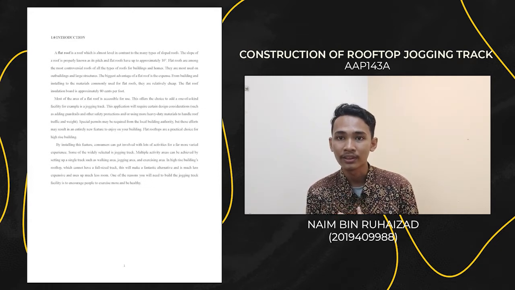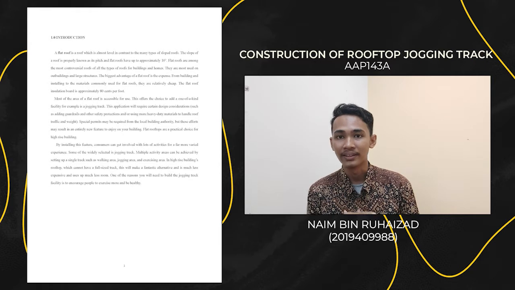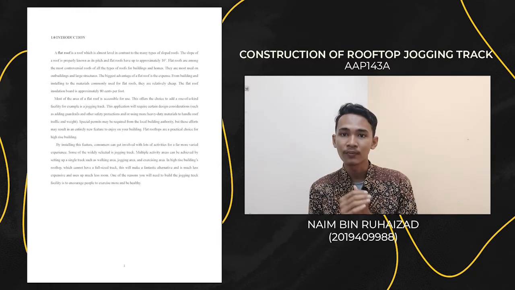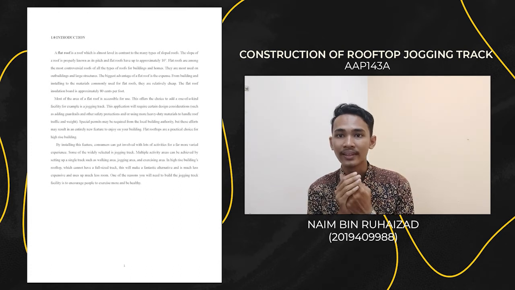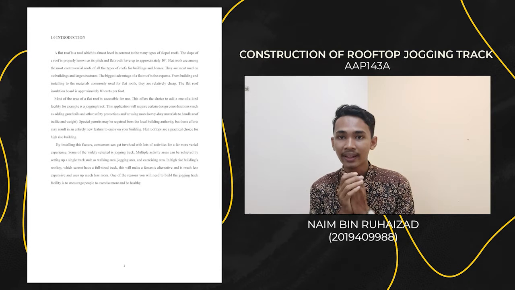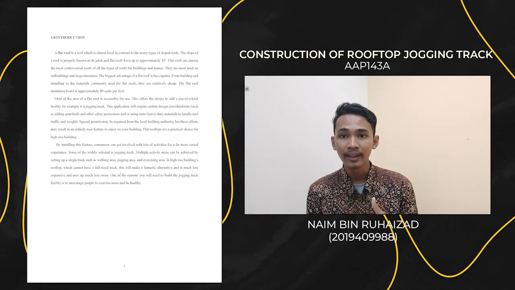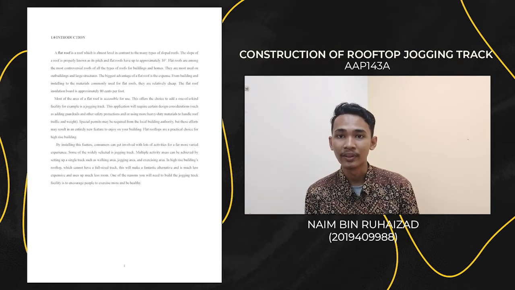Flat rooftops are a practical choice for high-rise buildings. By installing this feature, consumers can get involved with a lot of activities for a far more varied experience. Some of the most widely selected is a jogging track. Multiple activity areas can be achieved by setting up a single track, such as a walking area, jogging area, and exercising area. In a high-rise building rooftop, which cannot have a full-size track, this will make a fantastic alternative, and it's much less expensive and uses up much less room.